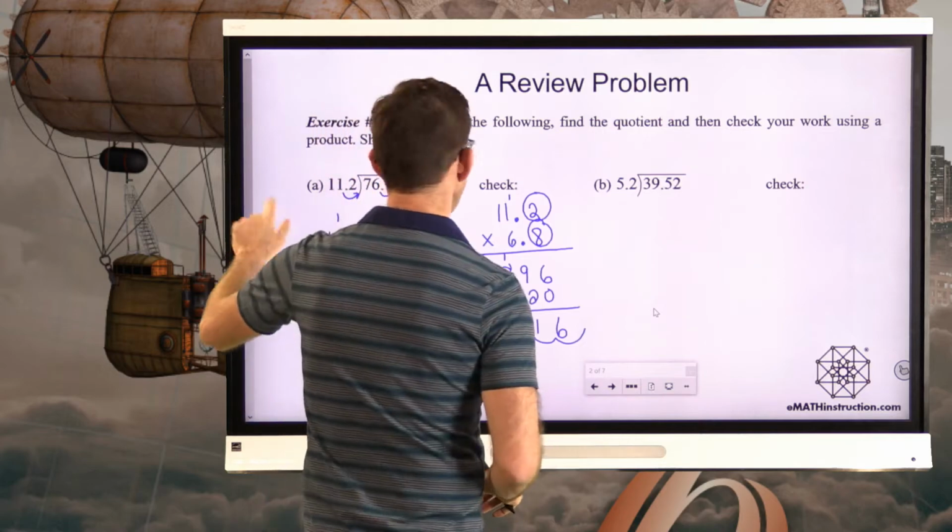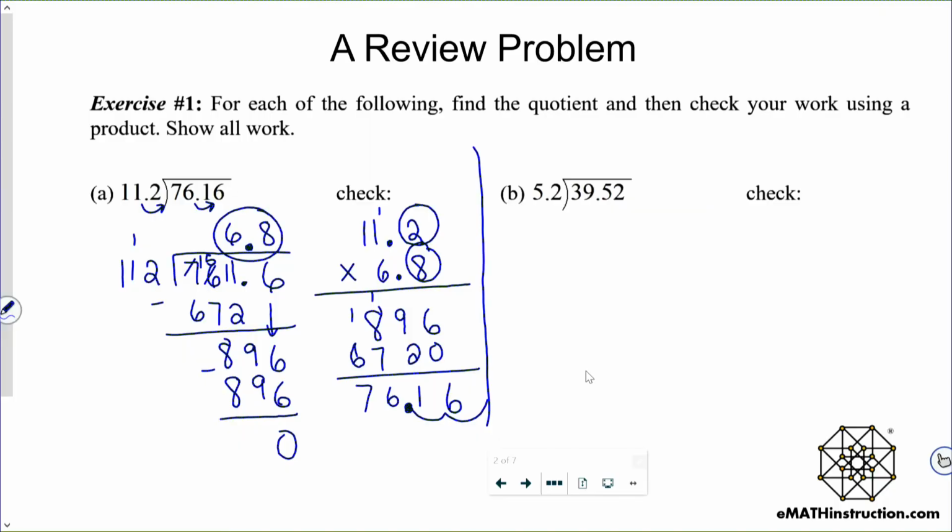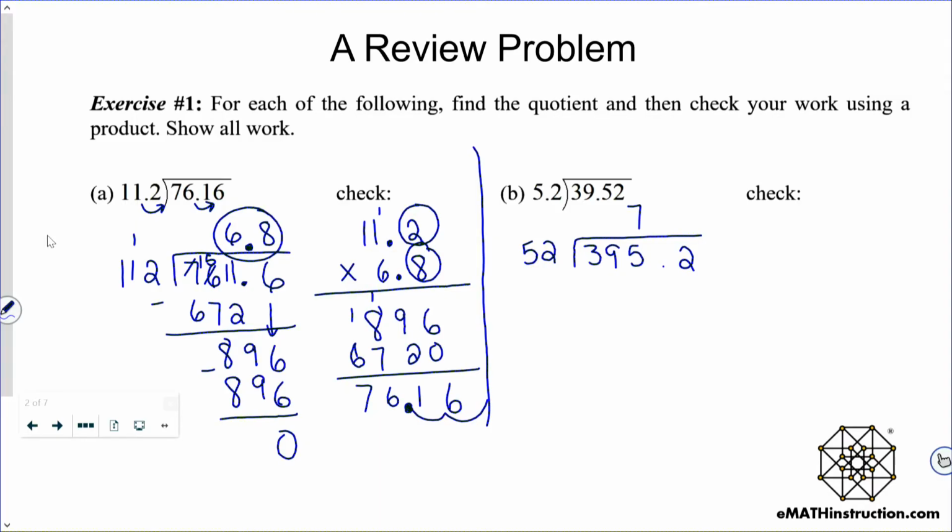So let's begin this problem by rewriting it. I'm going to just move this over here. Let's rewrite this as 52 into 395.2. All right, so I'm thinking about 50 going into 40, roughly, right? So maybe I start by trying 7. Maybe 8, maybe 7. Let's try 7. 7 times 2 is 14, carry the 1. 7 times 5 is 35, plus another one is 36. That's looking pretty good. All right, I don't want to lose my decimal point right there.